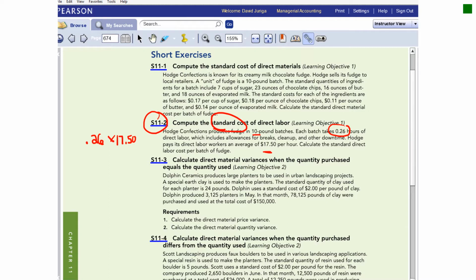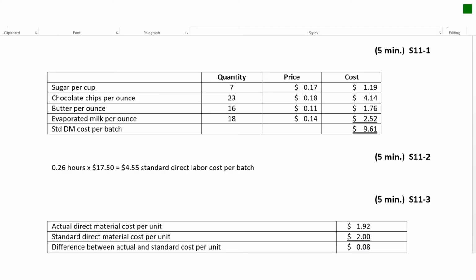Again, I'll give you the exact numbers on the next slide. I walked you through both of these. This is the answer to short exercise 11-1. Notice here are all those quantities that I gave you in the previous one, and all you're doing is multiplying by the standard price, which was given. Once you multiply those all out, you get the standard cost for each of the raw materials. You add those up and you get $9.61 as the standard cost for the direct materials.